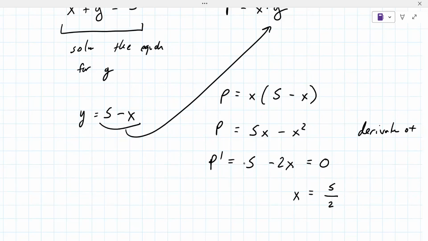Which is weird. Like, again, usually it's like 50 divided by 2, or 80 divided by 2, or whatever it is. And this is the critical point. Now you're supposed to show that this is actually the max, but when there's only one critical point in these problems, it is the max, or it is the min. If you only have one critical point, you don't have to show it.